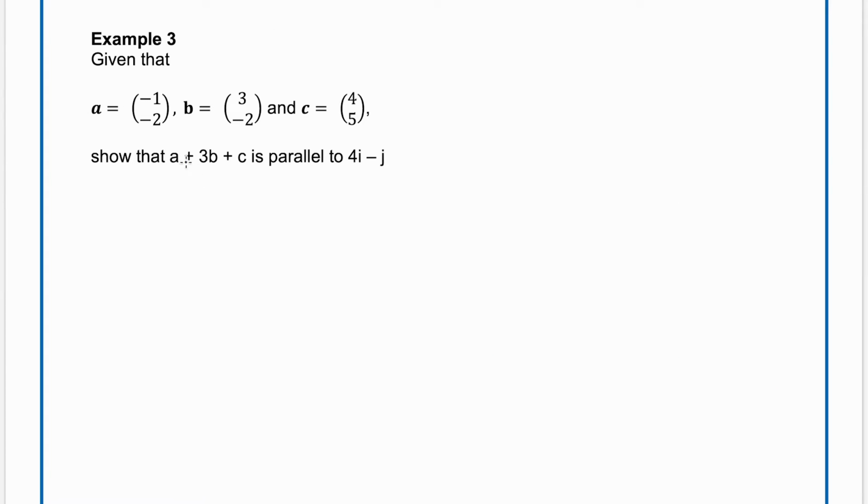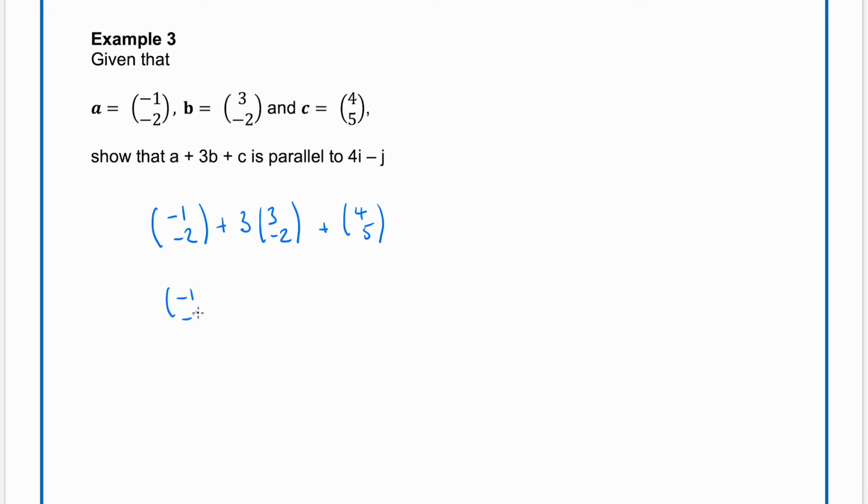Okay, so for question 3, we're given 3 vectors, a, b, and c, and we've been asked to show that a plus 3b plus c is parallel to 4i minus j. Okay, so we're going to begin by working out this sum here. So we have a, so minus 1 and minus 2, plus 3 lots of b, so 3 lots of 3 and minus 2, plus c, so 4 and 5.